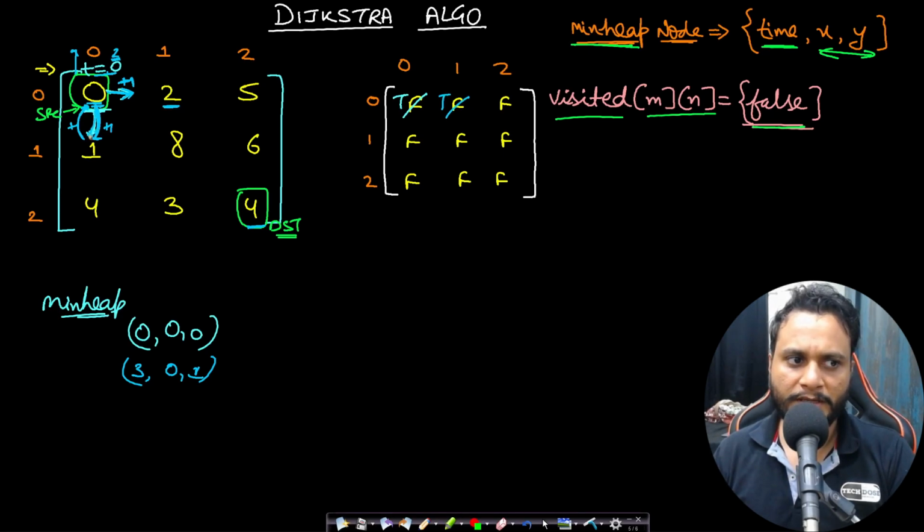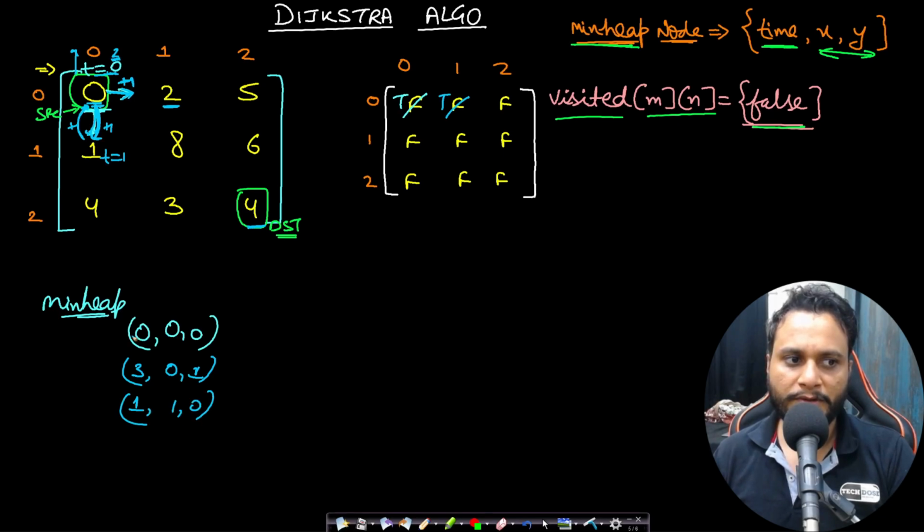Now I'll try to see if I can move down. Yes, you can move down, right? So the time will be 0 plus whatever it is 1, right? So it will be equals to time equals to 1. And here you will be just appending at time 1 I reach to 1 comma 0.